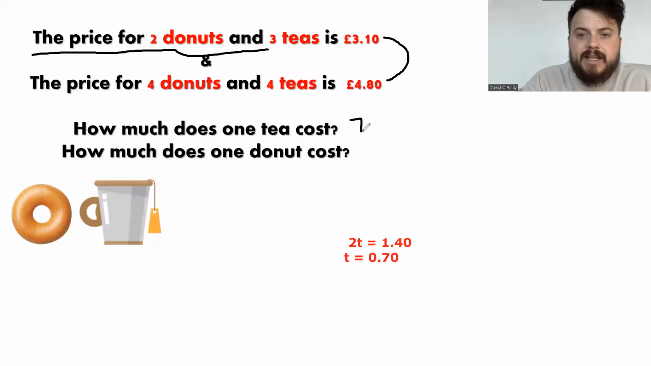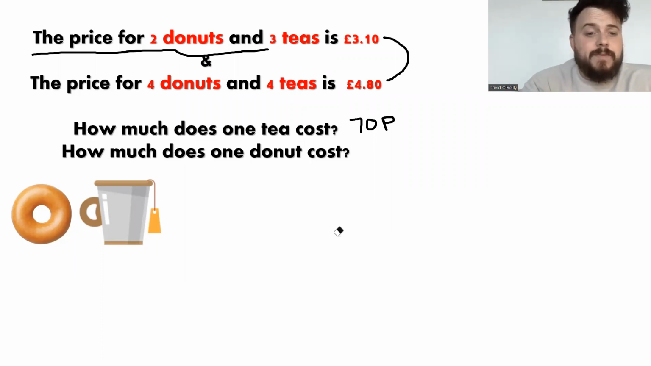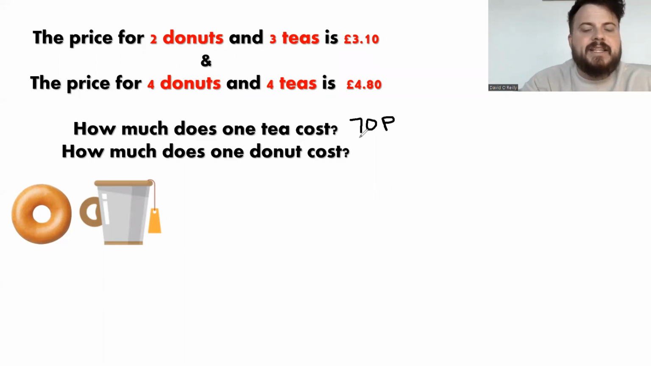1t is 70 pence. So how am I going to find out the answer for the donut? Well, have a look at the question at the top. So let me just get the eraser, rub all this out. Let's look at the question at the top. Okay, if we know that 1t is 70 pence, right? Well, 3t's must be £2.10.